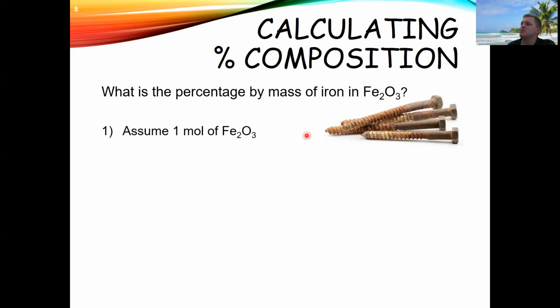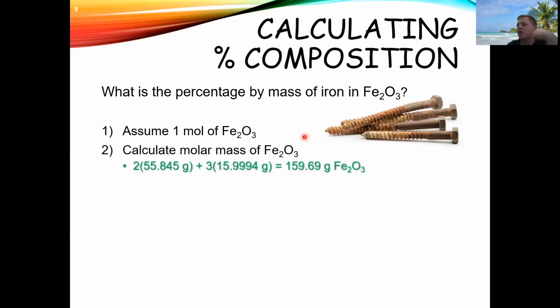So first, let's assume we have 1 mole of rust. So we've scraped a bunch of rust into a container. Now let's calculate our molar mass of the rust. So this is going to be 2 times the atomic weight of iron, because there's 2 irons in this molecule, plus 3 times the atomic weight of oxygen. And that is going to give us 159.69 grams of Fe2O3.